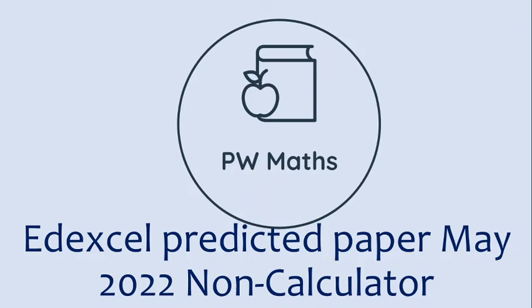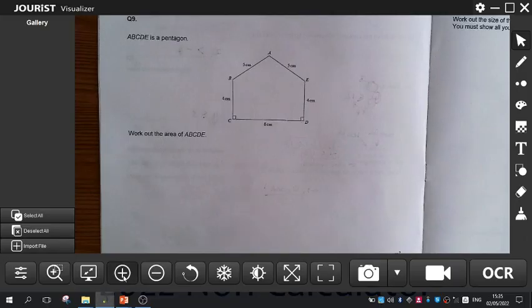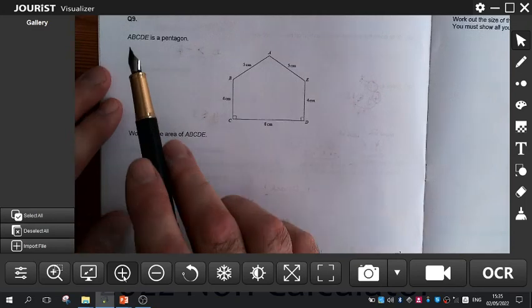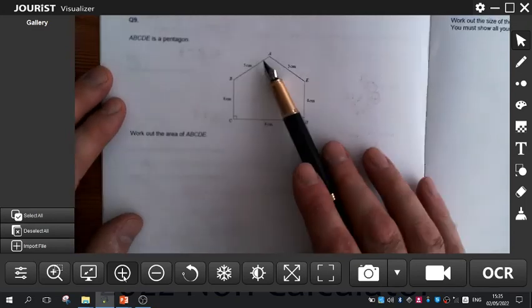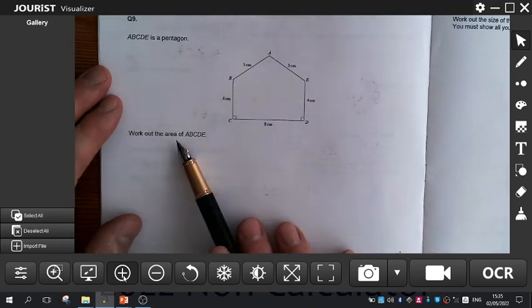Edexcel, May 2022, predicted paper, question 9, hidden Pythagoras. Question 9. ABCDE is a pentagon. Work out the area of ABCDE.